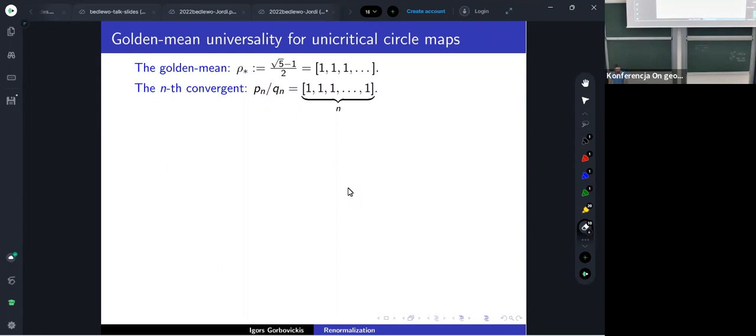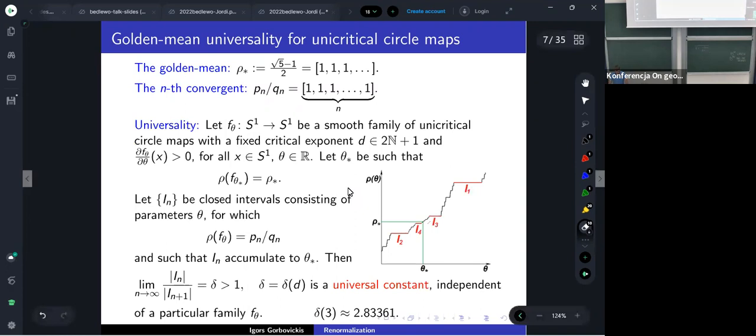So let me explain the universality phenomenon. Assume we have a smooth family of unicritical circle maps with a fixed critical exponent. So just one critical point and fixed critical exponent d. And we assume a certain monotonicity property: that the partial derivative with respect to theta is positive at any point of the circle. In that case, we're interested in the dependence of the rotation number of the map f theta on the parameter theta.